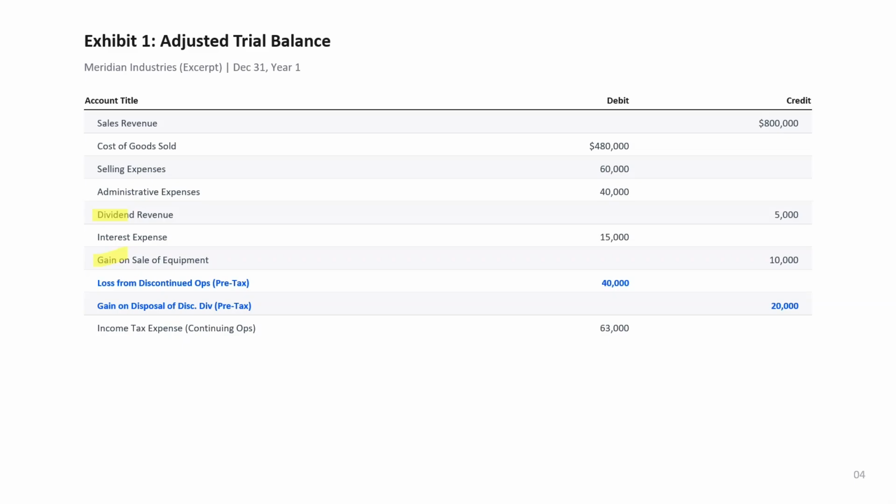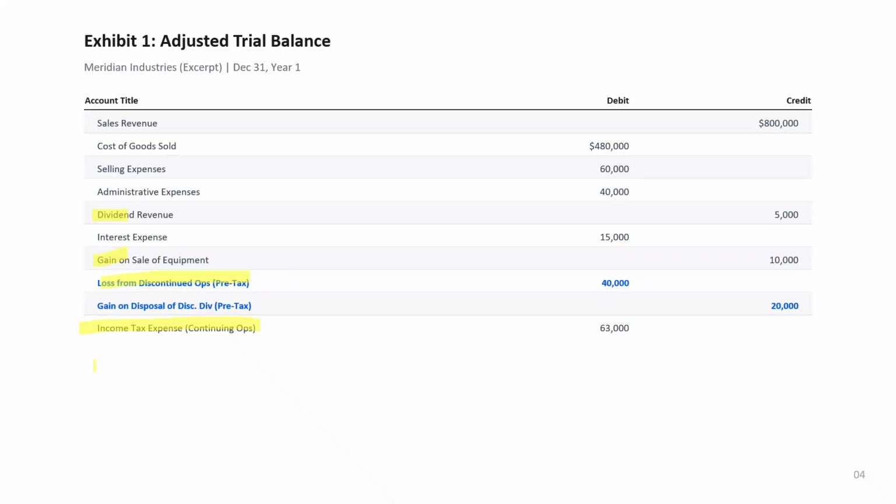So both dividend and the sale of equipment, they are not part of the core business. So we need to place them below operating income. Also, if you look at here, you see the income tax expense for the continuing operations is also calculated. We need to calculate the tax effect for the discontinued operations ourselves. As you can see, we have this one that was reported pre-tax. And so the biggest challenge here is basically getting all the classification right.